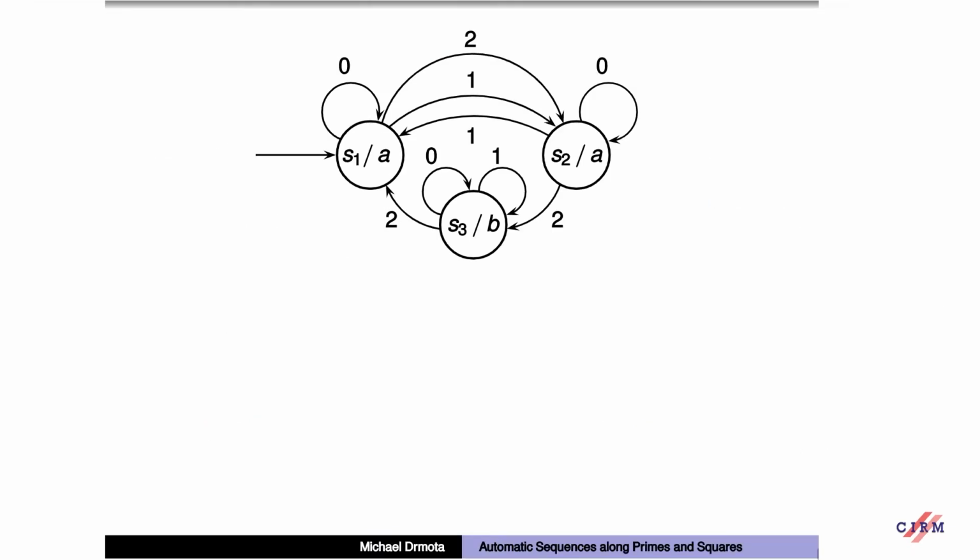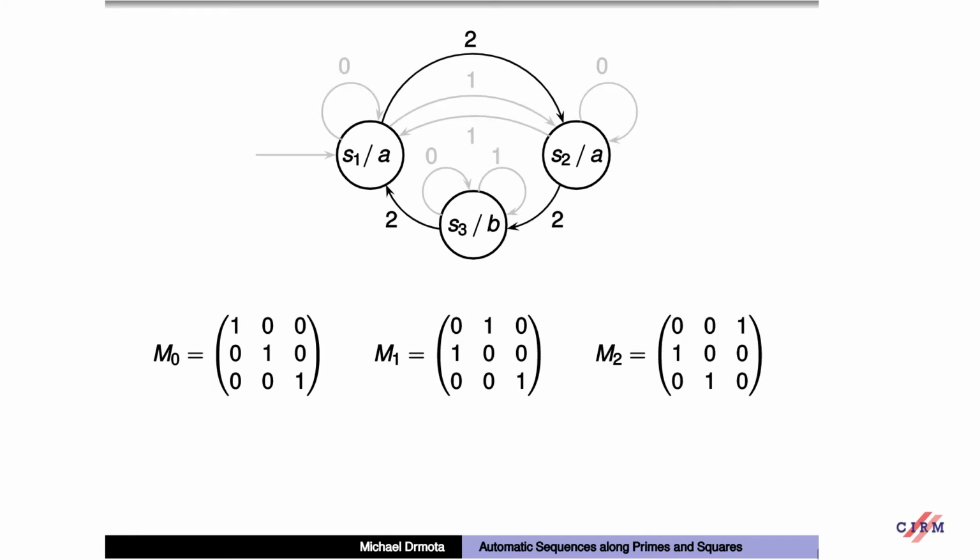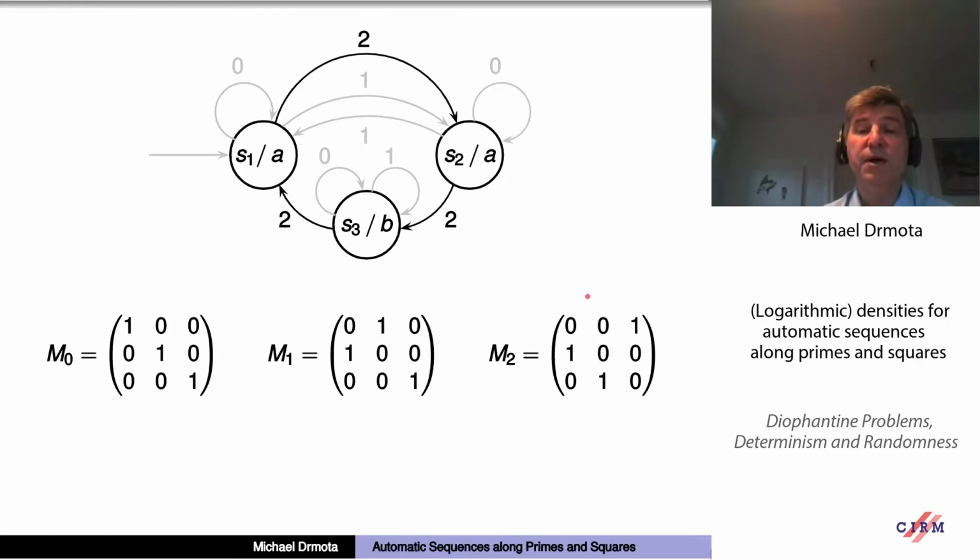So these transitions of 0, 1, and 2 can also be encoded by transition matrices. These are just the matrices that relate to the transition 2, for example. So here from state 1, you move to state 3 if you read, sorry, it's the other way around. From state 1, you move to state 2 if you read a letter 2, and so on and so forth. So these matrices encode this automaton.